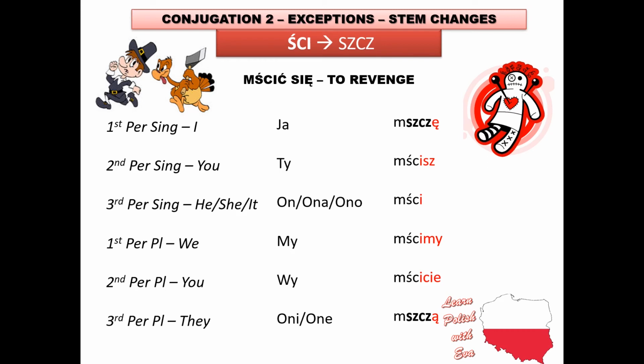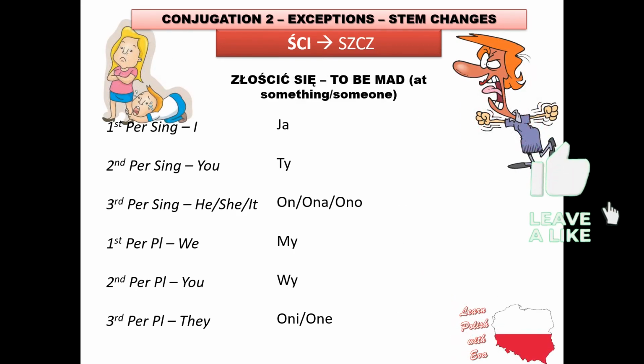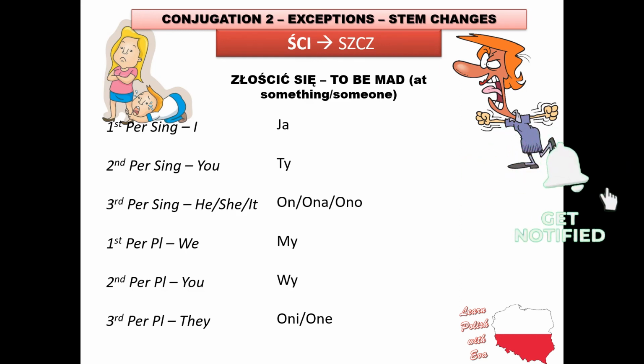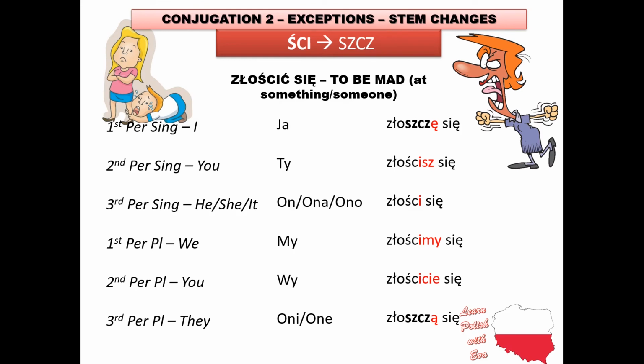And we add się after all of these persons to make it reflexive. So, another verb with this stem change is złościć się, to get mad, to get angry at someone or something. The same thing happens. It is a reflexive verb, so we have the reflexive pronoun that we add at the end after the conjugated verb. The first person singular and the third person plural will experience the stem change, whereas the other persons will stay the same. And after adding the adequate verb endings, the final verb looks like this.